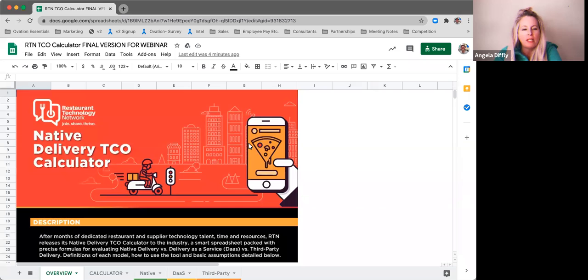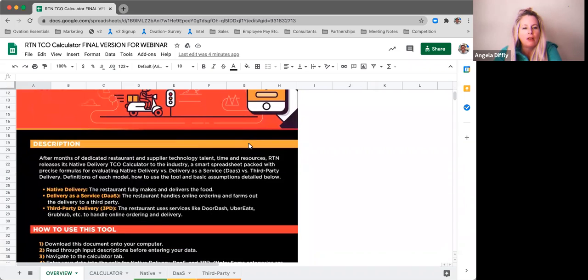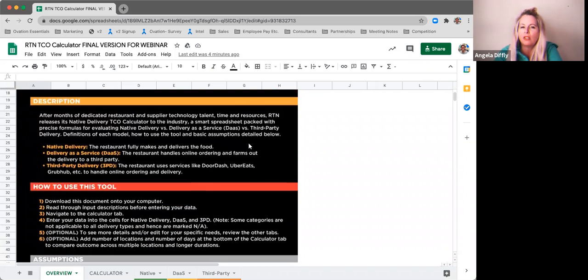If you'll scroll down a little bit, Zach, we'll talk about the overview here. The overview is a description. So what this calculator is meant to do, it's an impartial, jam-packed with formulas, smart calculator designed to help you decide which delivery model really is for you, right? Are you looking to go to native delivery? Do you need to do a stopgap delivery as a service hybrid model before you get to native delivery? Or is the hybrid model just the way forward for you? Or do you want to rely on third-party delivery companies to help you fulfill orders?